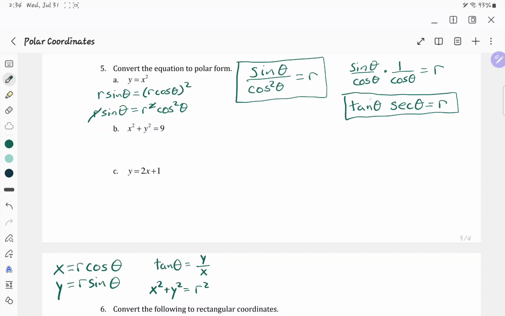We'll go ahead and look at graphing these in Desmos at the end of the video. This is one way just to check that you're correct, right? This should look like this parabola, y is x squared.